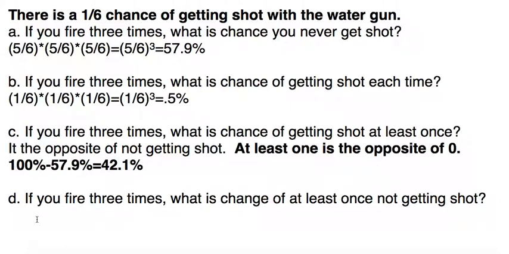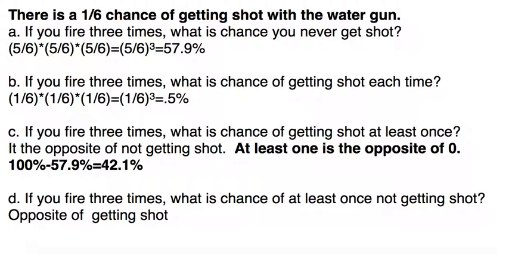If you fire 3 times, what is the chance of at least once not getting shot? So you're not going to be a total loser, right? A total loser gets shot every single time they fire this gun. What's the chance of at least once not getting shot? Well, again, it's going to be the opposite of getting shot every time. So that's going to be 100% minus that 0.5%, which is 99.5%. You're going to feel good at least once. You're not going to get shot every time. That's the idea of compound probability.